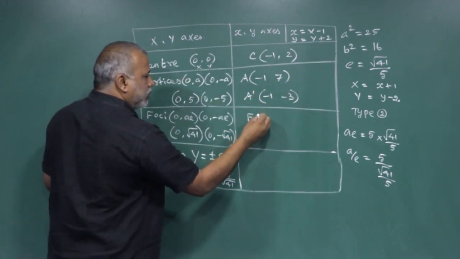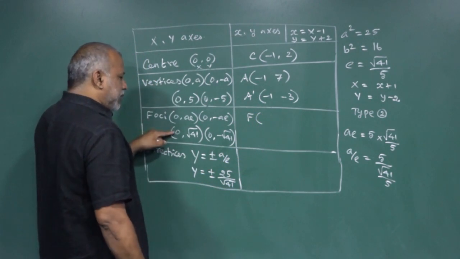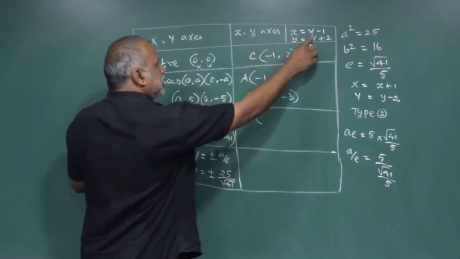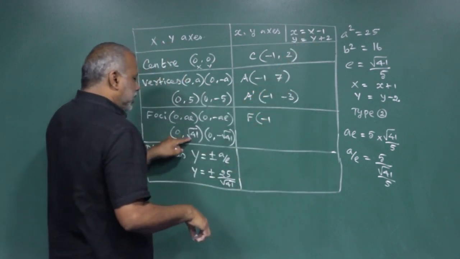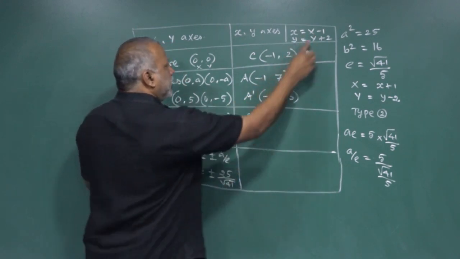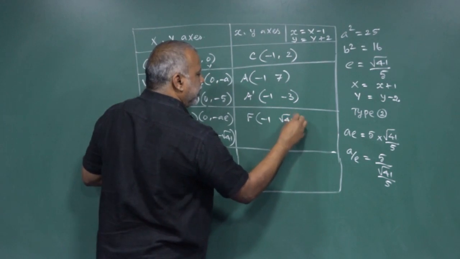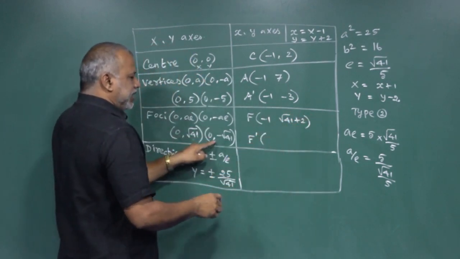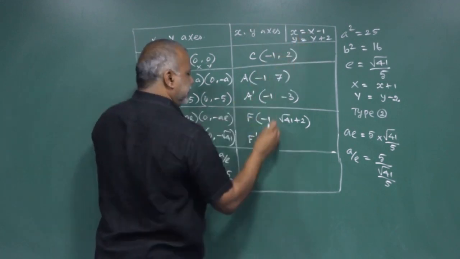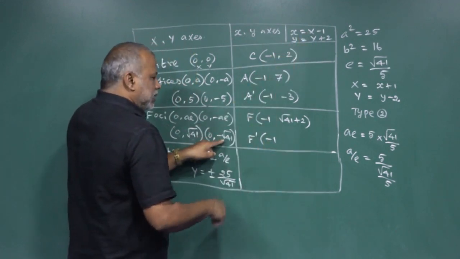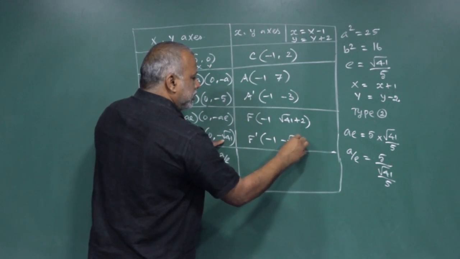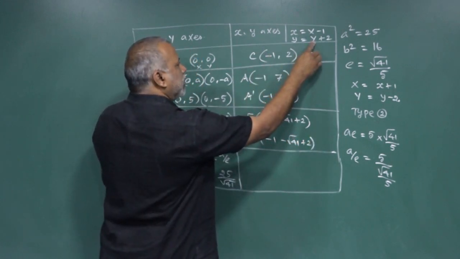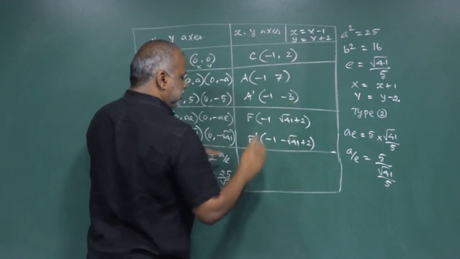Then foci. Foci are denoted by F. What is the value here? 0 comma root 41. 0 refers to capital X. Substitute here minus 1. Then root 41. Y value root 41, root 41 plus 2. Then F dash. Take the second point in the same way. 0, 0 refers to x, so minus 1. Minus root 41 plus 2. The reason is minus root 41 refers to y. Minus root 41 then plus 2.